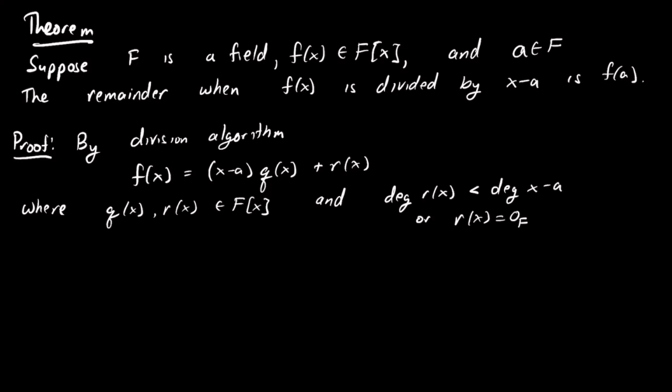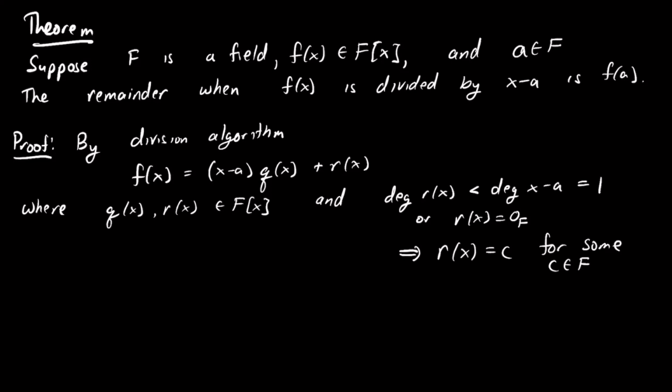But let's think about this. I know that the degree of x minus a is 1. That's a degree 1 polynomial. So what is this really telling me? It's telling me that the degree of r of x is 0, or r of x itself is 0. So r of x is equal to c for some c in F. It's telling me that my polynomial is a constant polynomial. A degree 0 polynomial is one that's a constant polynomial, or my polynomial is just the 0 polynomial.